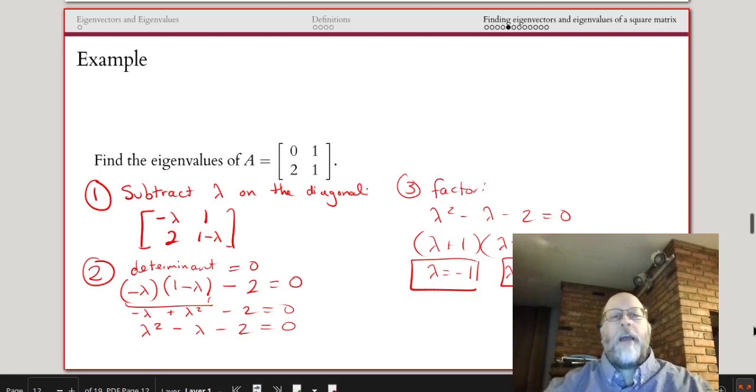So if we want to find the eigenvalues for the matrix, we start out by subtracting lambda on the diagonal, take the determinant, set the determinant equal to 0. That will get us something that we hope will factor. And if it factors nicely, that gives us eigenvalues.